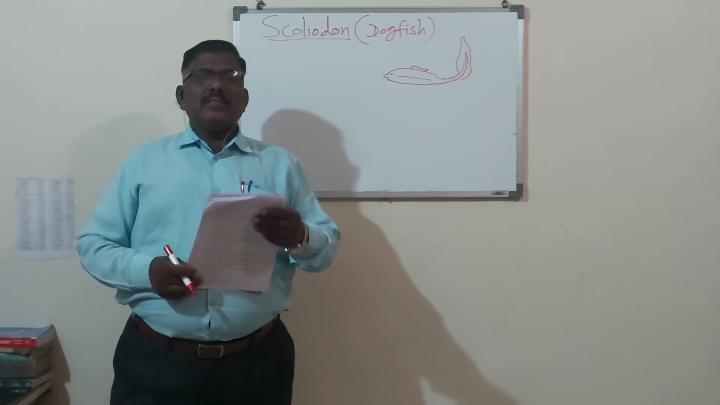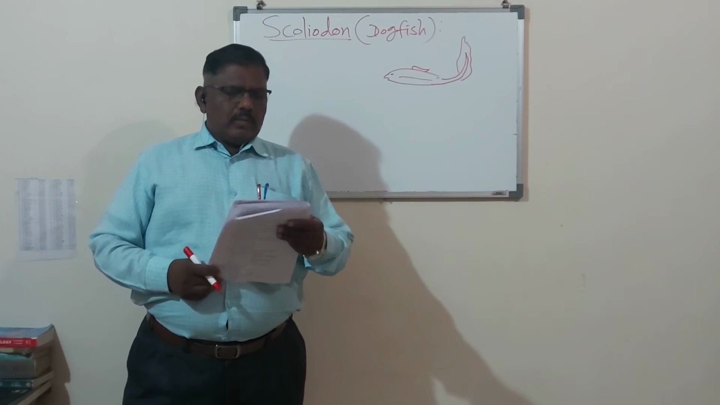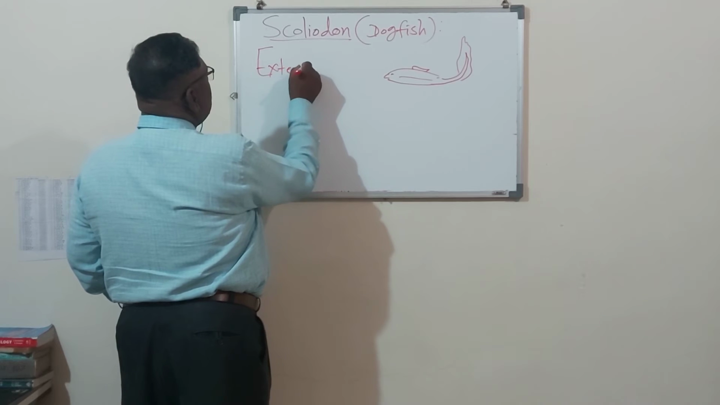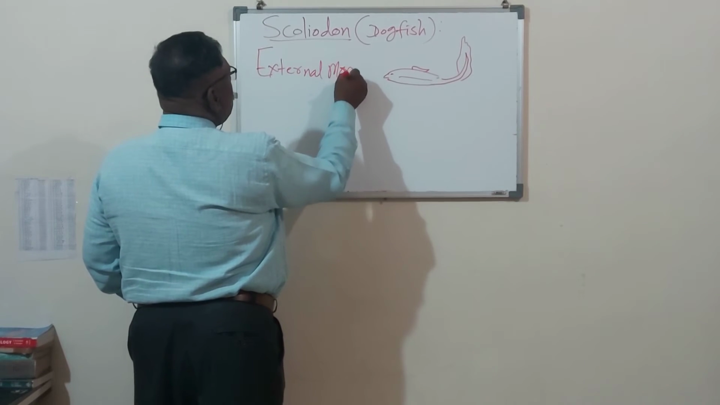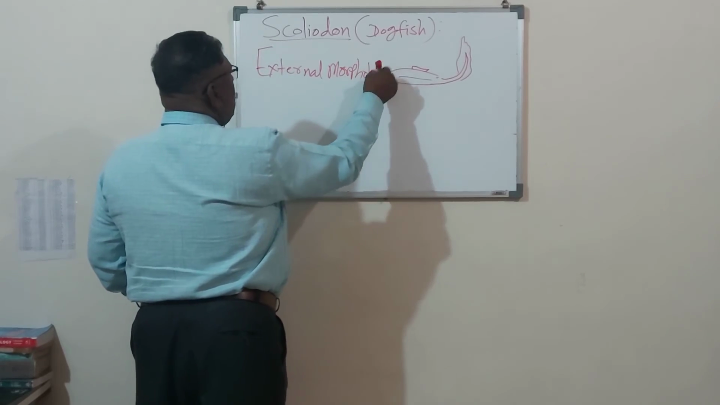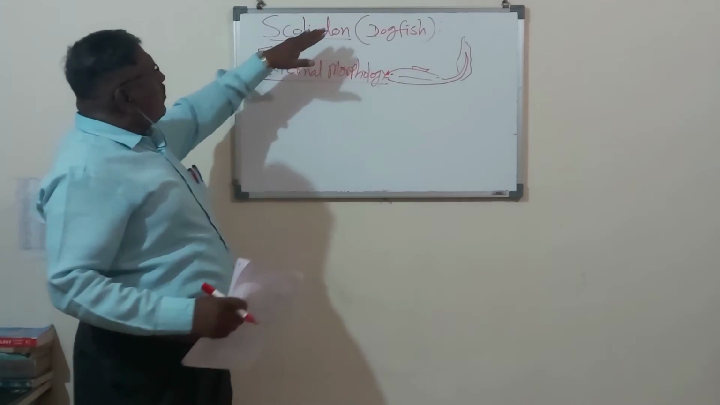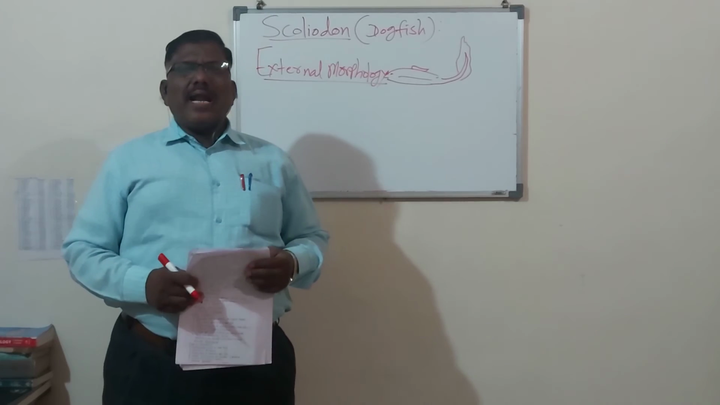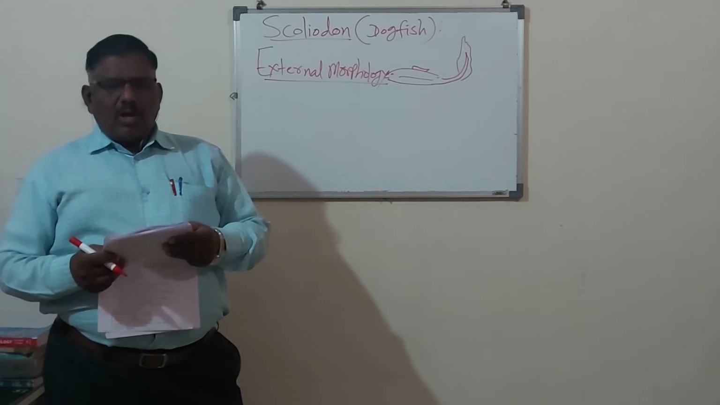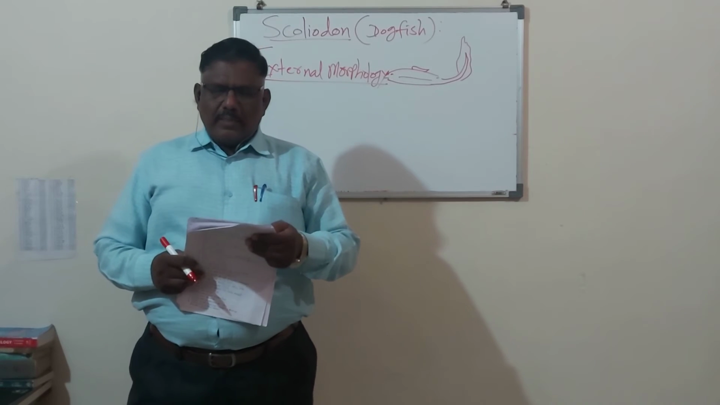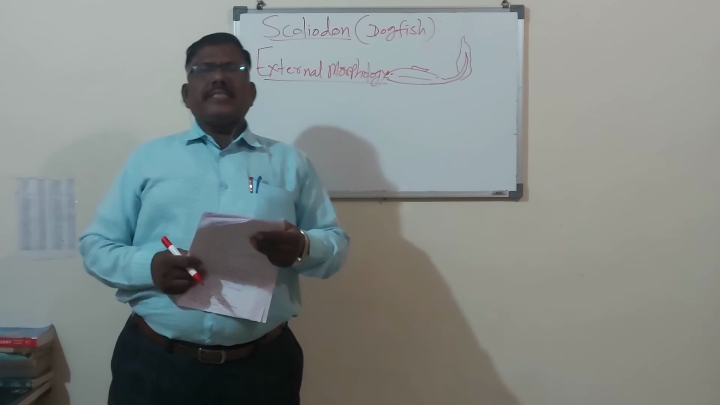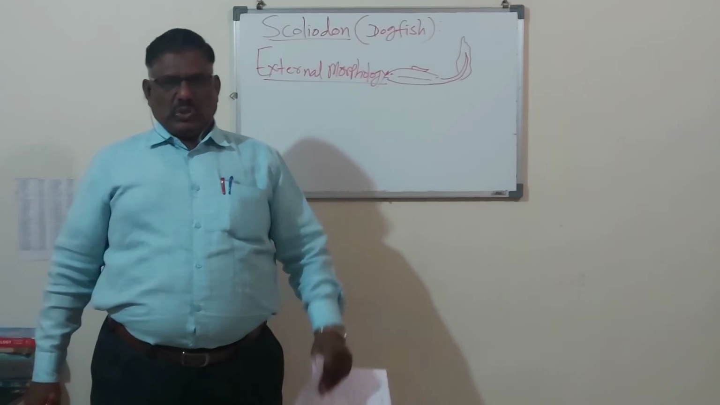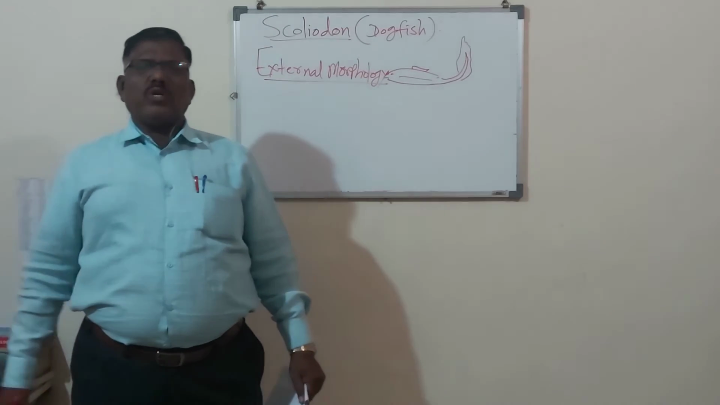In the syllabus, scoliodon is given and we have to study the external morphology. External morphology of the scoliodon. First we will understand what scoliodon means. Scoliodon is a cartilaginous carnivorous shark found in marine water, in all parts of the sea. Sexes are separate, fertilization is internal, development is direct, giving birth to young ones, hence a viviparous fish. So this is the short introduction of the scoliodon.